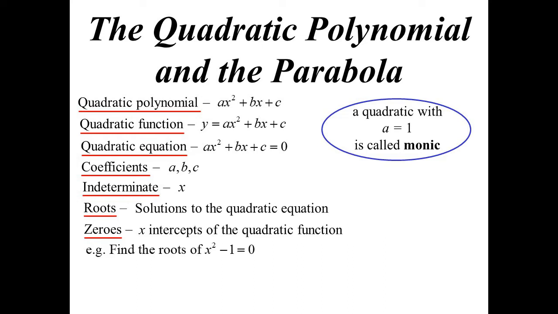Find the roots, because it's a quadratic equation I got there, of x squared minus 1 equals 0. The example is more for using the terminology of roots rather than, how do we solve that? But obviously we get x squared equals 1, so x is plus or minus 1. So therefore, the roots are minus 1 and 1.